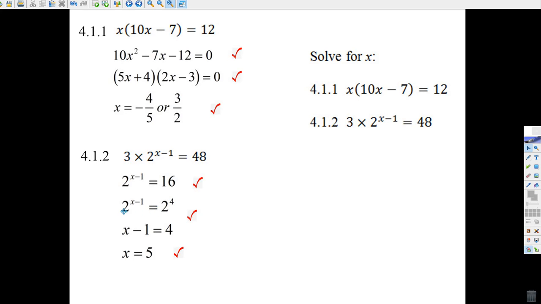Now that we have the bases the same, we can compare the exponents. The only way these could be equal is if x minus 1 equaled 4. So x minus 1 equals 4. We add 1 to both sides. We get our answer. X equals 5.